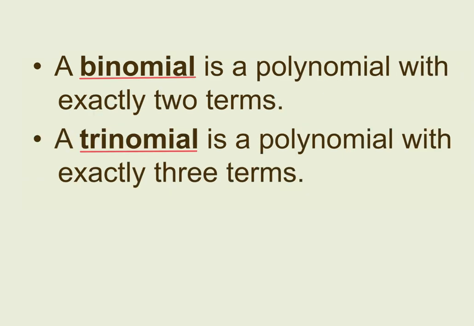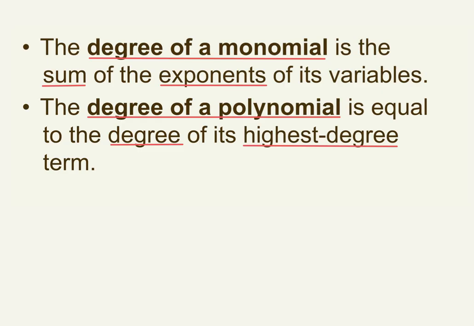There are special types of polynomials. A binomial is a polynomial with exactly two terms. A trinomial is a polynomial with exactly three terms. The degree of a monomial is the sum of all of its exponents. So if I were to take something like this. Remember, when you don't see an exponent, it's a 1. So the degree of that monomial is going to be 3.